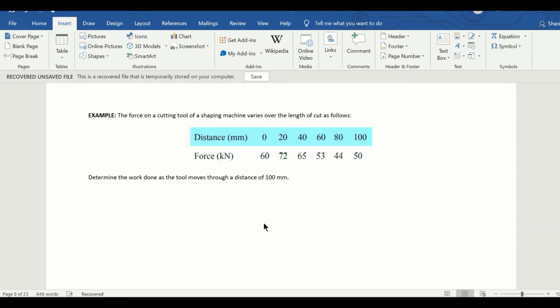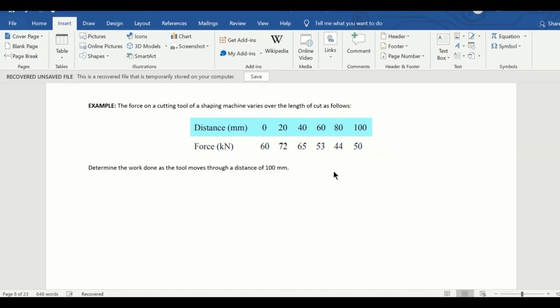We are given a question right here. It says the force on a cutting tool of a shaping machine varies over the length of cut as follows. As you can see, we have different forces and their corresponding distances. Question: determine the work done as the tool moves through a distance of 100 millimeters. Now, the first step is to draw your force distance graph.